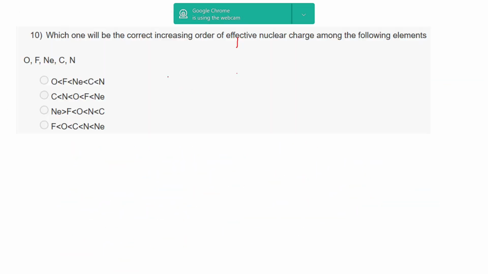So this belongs to the second period. If we write it in the order of increasing atomic number, it is C, N, O, F, Ne, right? So from C to Ne, the atomic size is decreasing. Ne is the smallest here, and carbon is the largest among these elements, right?